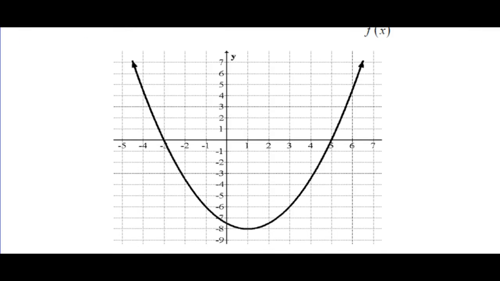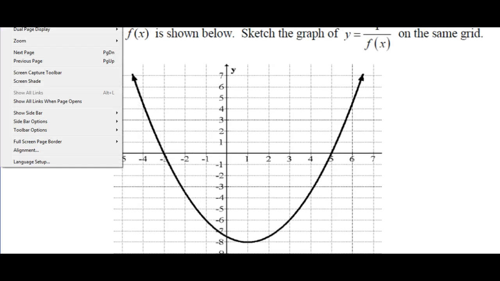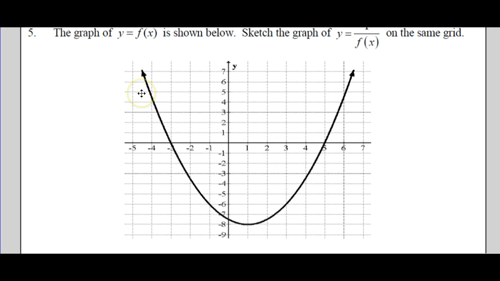The graph of y equals f of x is shown below. Sketch the graph of y equals 1 over f of x on the same grid. All right, so I'm going to shrink this a smidge, so let's go to 150. Here's what you're going to do. When the original function is 0, what are we going to have? Here's the original function. It's 0. What do we have there? We have a vertical asymptote. So we find where the original function is 0 and sketch in vertical asymptotes. Okay, so that's step 1.